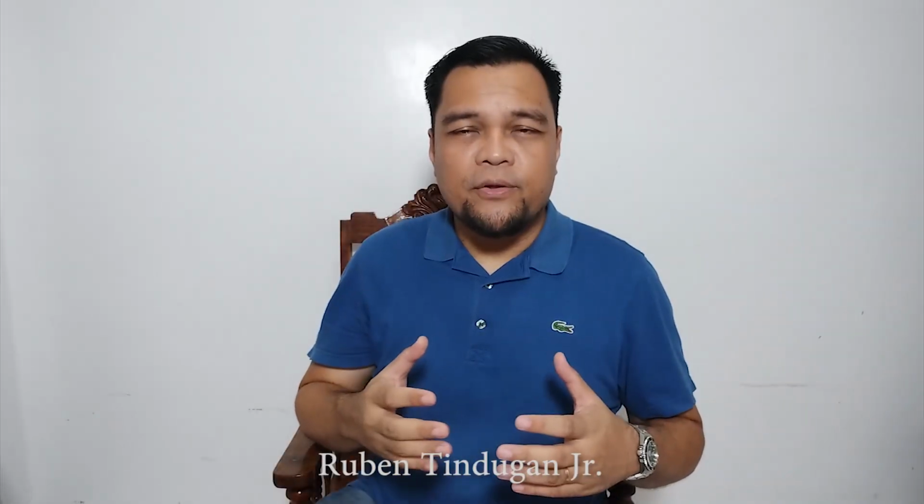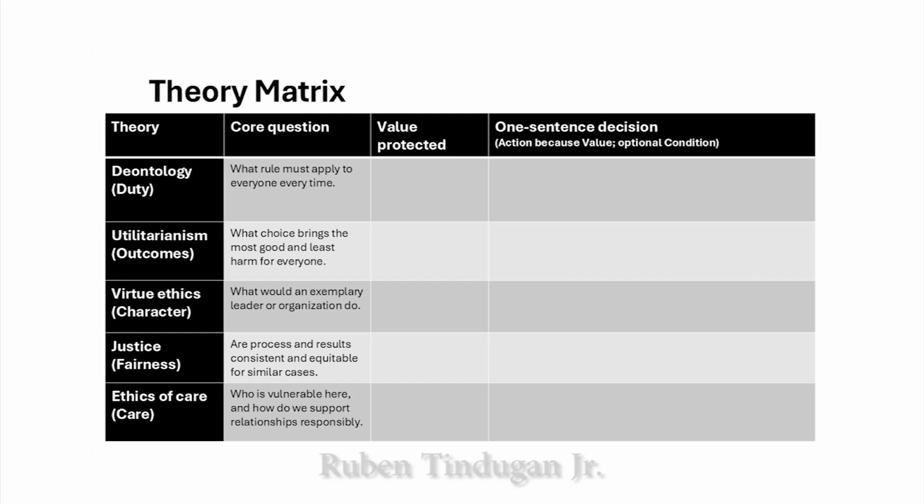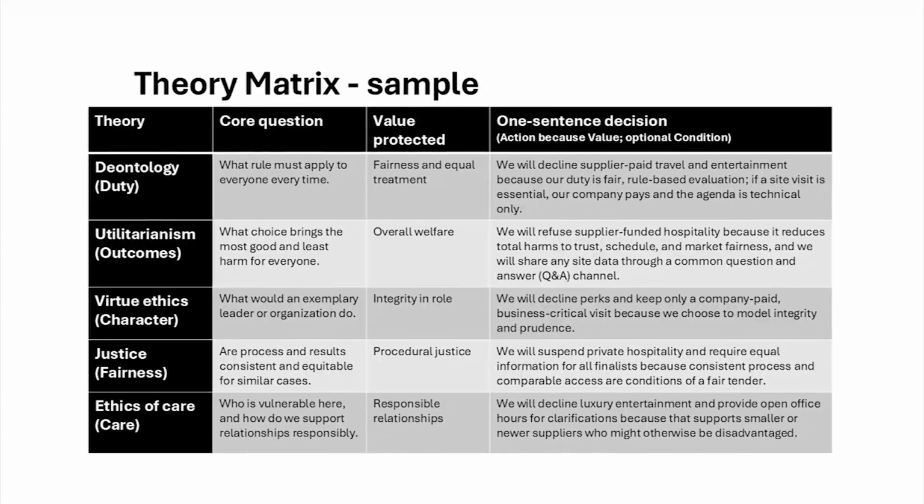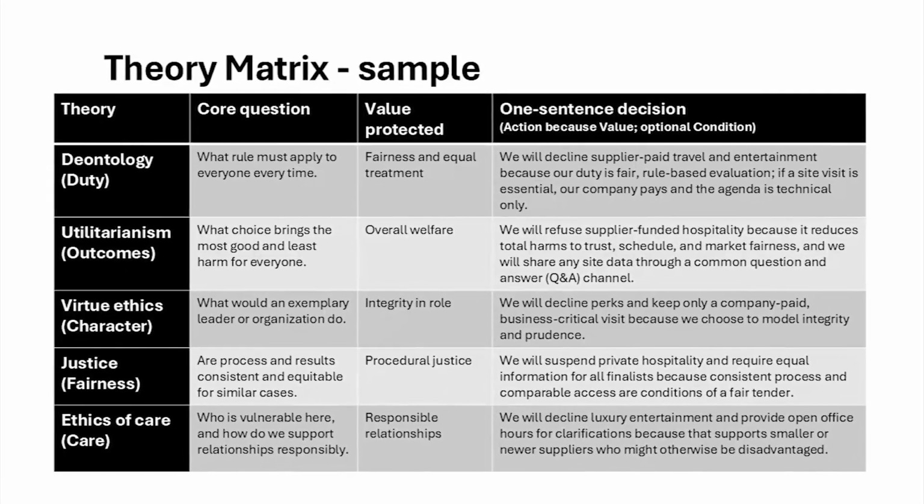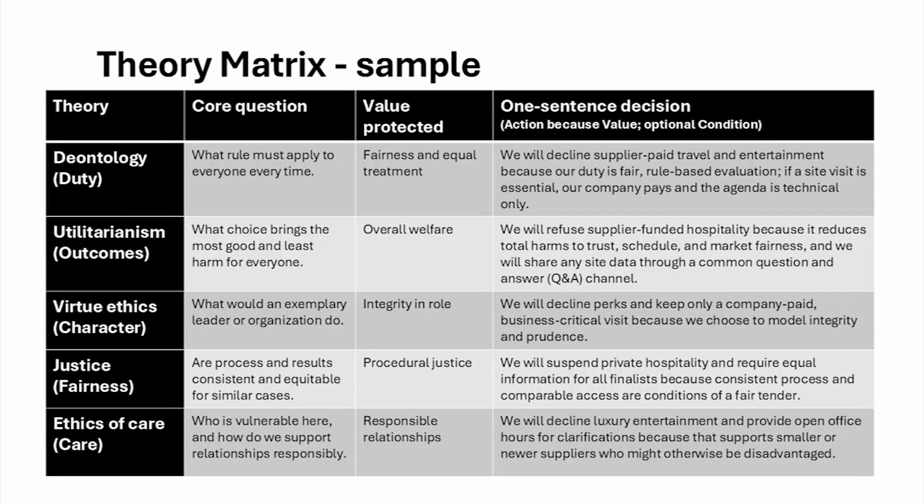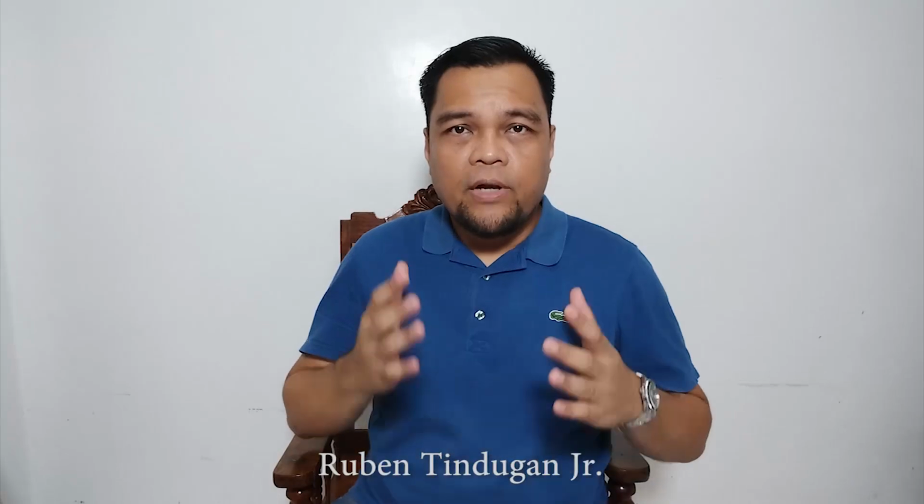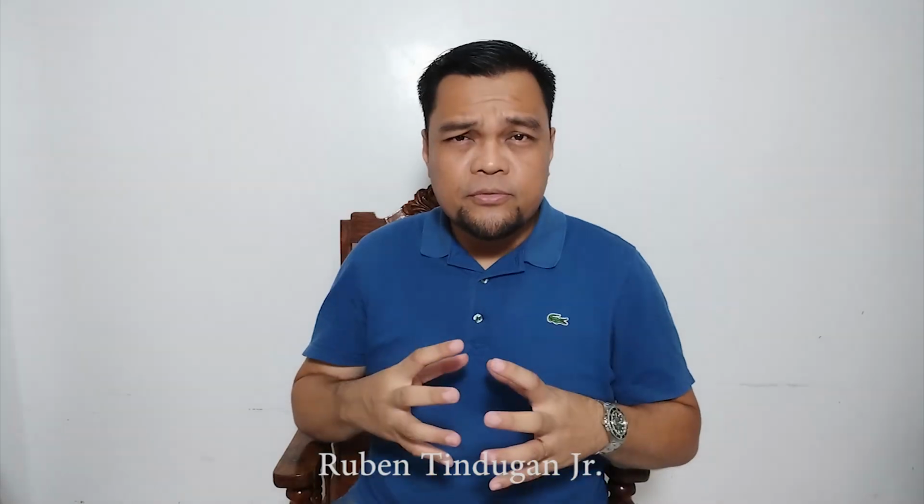Here is a one-page tool we can use, the theory matrix. Same facts, 5 rows. For each theory, answer the core question, name the value you protect, and write a one-sentence decision. This is how we decide fast and defend it in writing when pressure is high. These theories give us direction. What we need to establish next is our decision models to give us sequence. For now, keep your theory matrix handy. Make it part of your decision-making process to turn pressure into clarity.